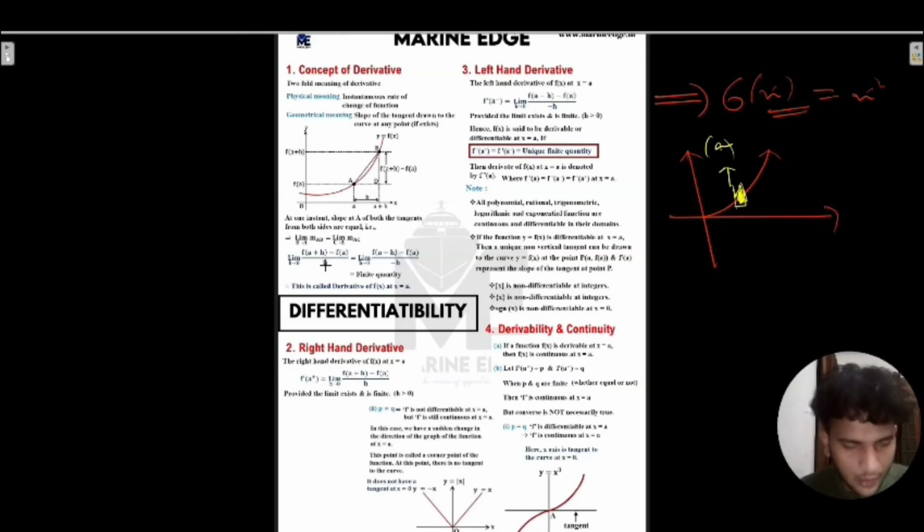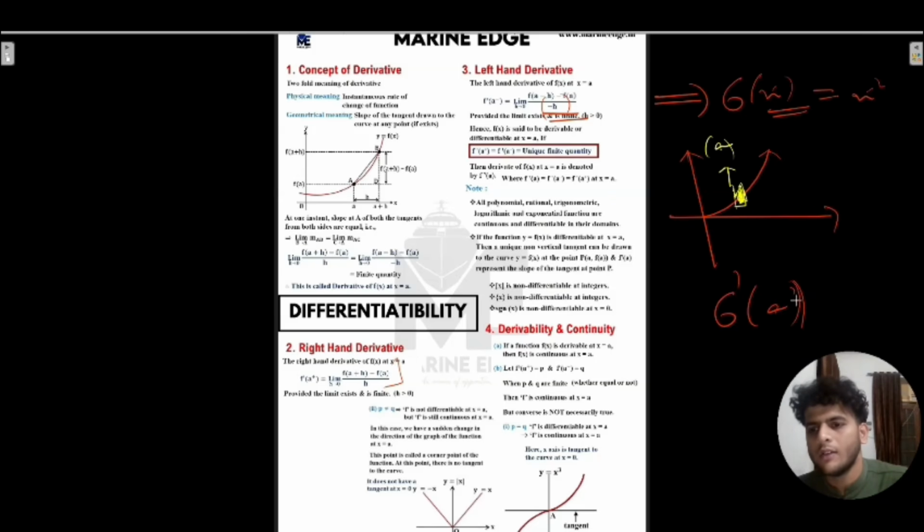So the right hand derivative is (f(a plus h) minus f(a)) upon h, and the left hand derivative will be (f(a minus h) minus f(a)) upon minus h. The only difference you can see is between the h as well as the minus h, and this is denoted by f dash a, f'(a), which I think has been studied before by every one of you.